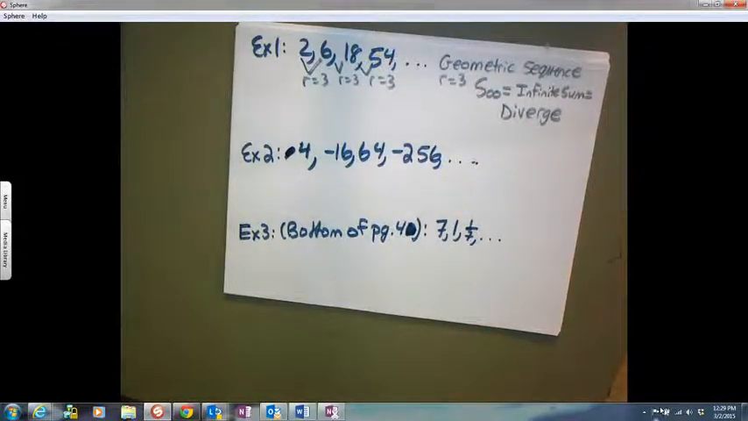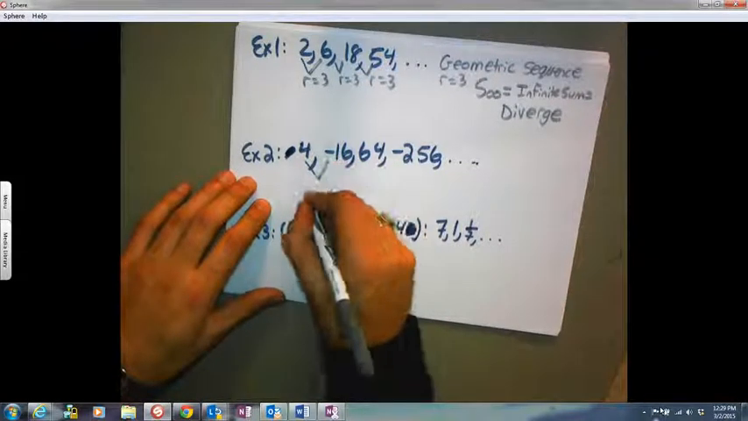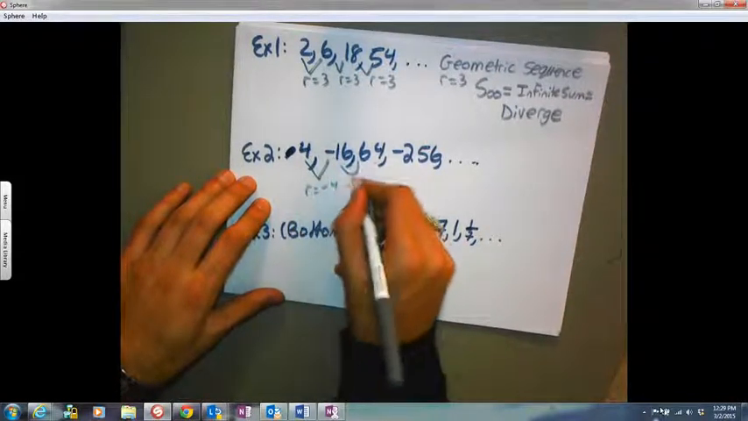Look at this one. r equals negative 4. So we're multiplying every time by negative 4.